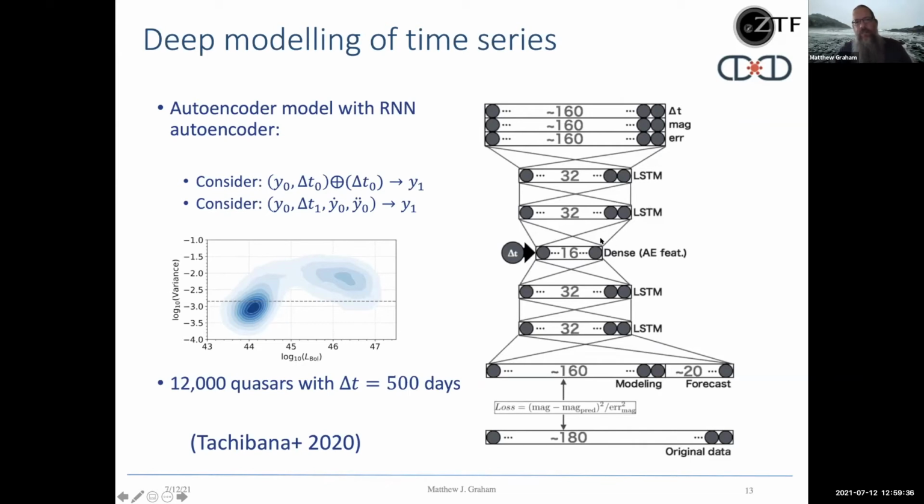Down to this hidden layer where we have 16 parameters. So we do reduce our set of 160 time measurements down to about 16 features, which the network has learned from the data. Of course, it then re-extracts that and gives you back the original data. And our loss function is also making use of the measurement error on this. So it constrains things very nicely.